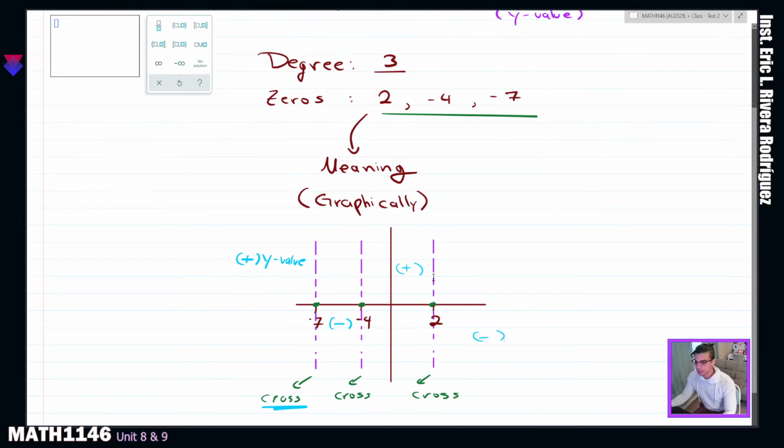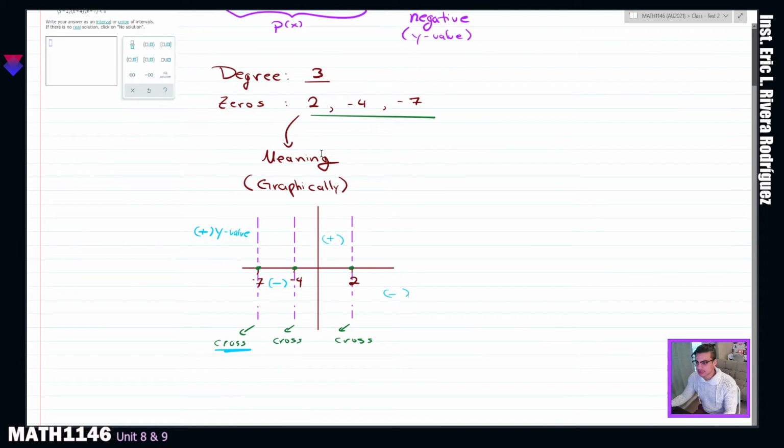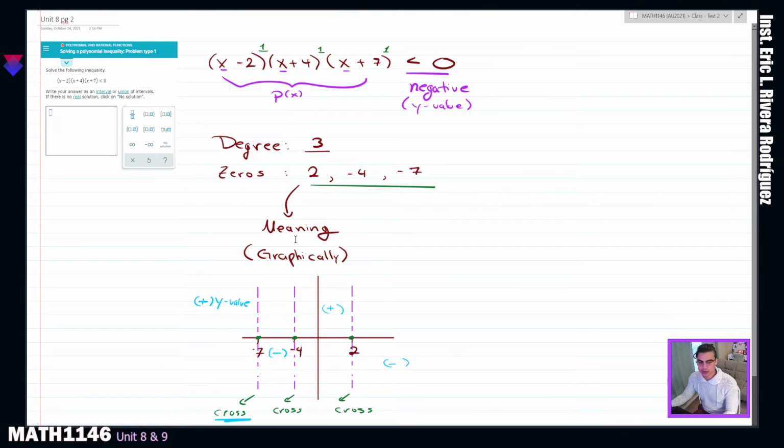Okay. So how are we going to use this to solve this exercise? So now let's focus on the exercise. Any questions so far? Any question about this?